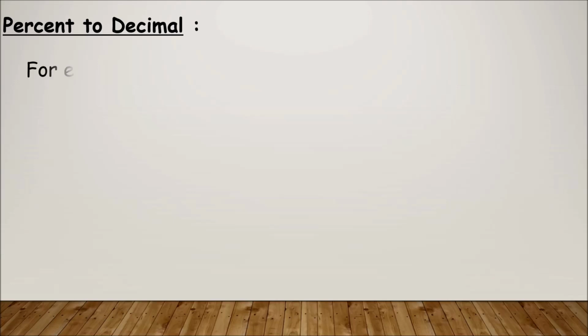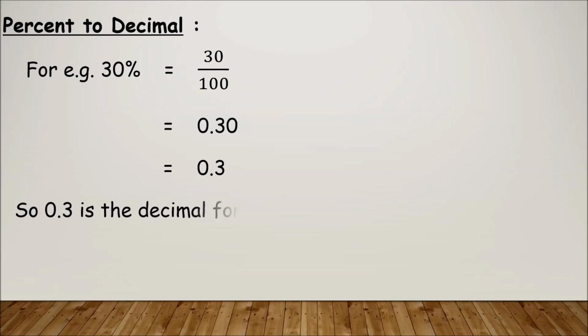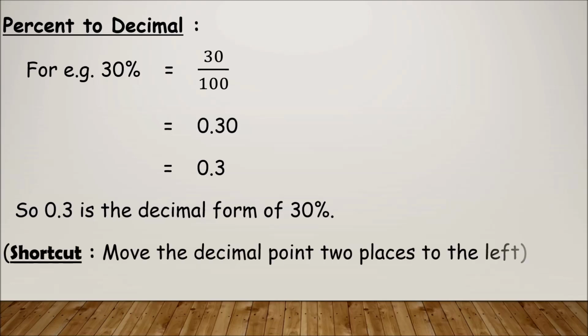For example, 30% is 30 divided by 100 is equal to 0.30 is equal to 0.3. So 0.3 is the decimal form of 30%. Now here, since the divisor is always 100, we can use the shortcut method, which is moving the decimal point 2 places to the left of the dividend.